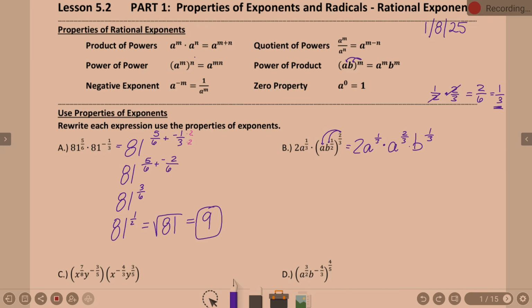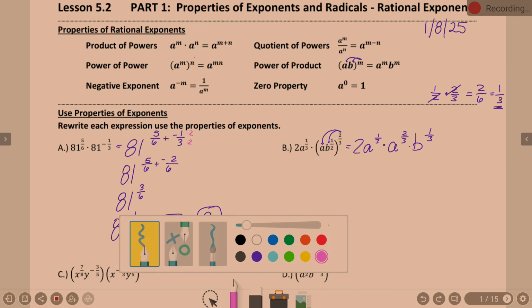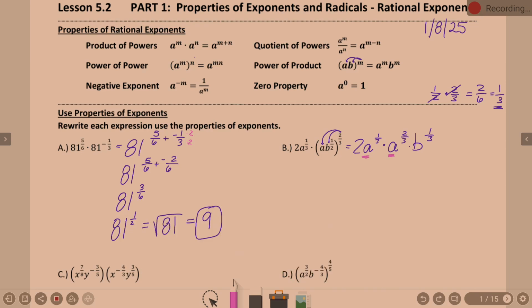What's another step we need to do? What needs to go together? The a's, yes? The 2 is just a whole number 2 that's going to be out front. The b is just b to the 1/3. It's the only b, so it's going to just stay as is. But we need to put the a's together. What do I do with the a's?